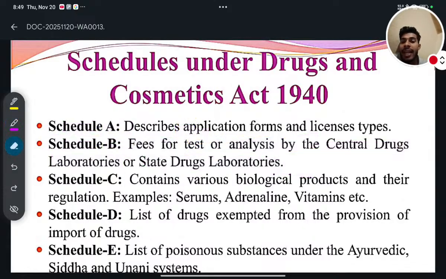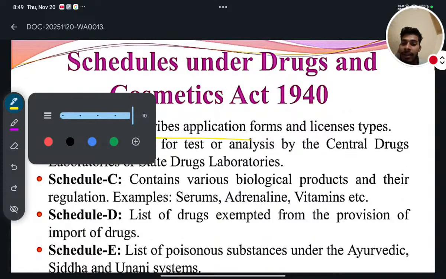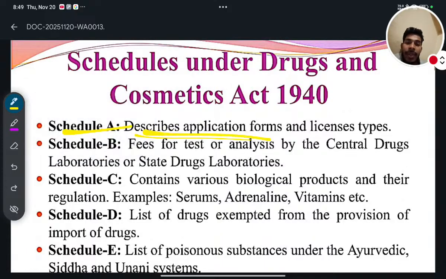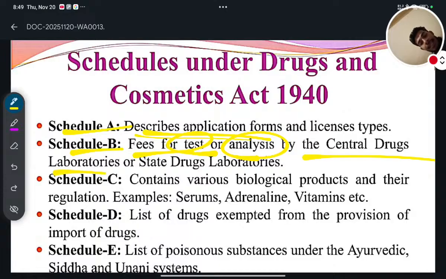Schedule A describes application form, and Schedule B describes fee for the test or analysis by CDL or SDL. So what is CDL? CDL is Central Drug Laboratory, and SDL is State Drug Laboratory.